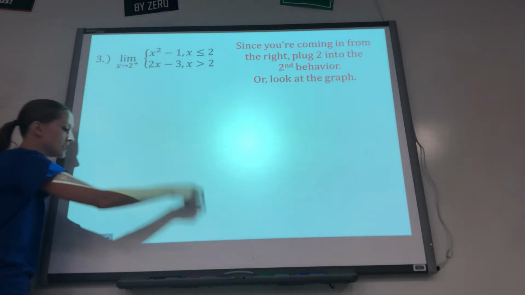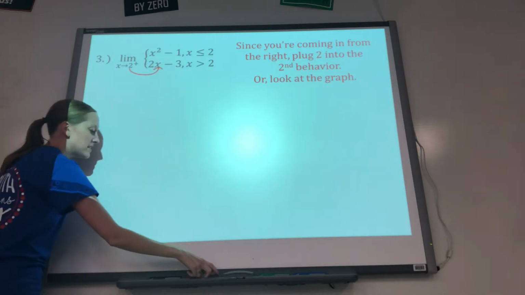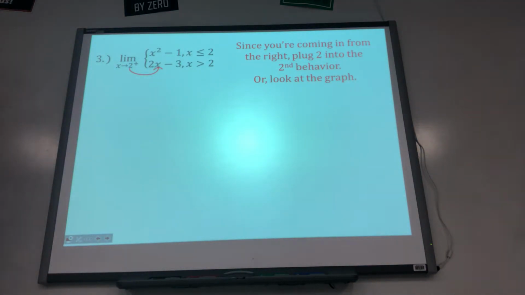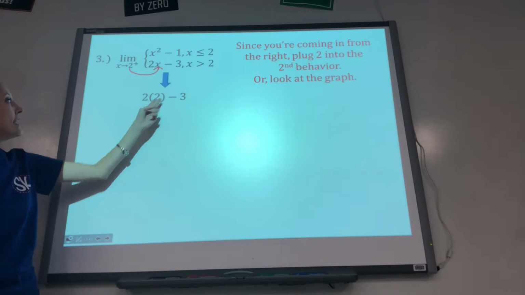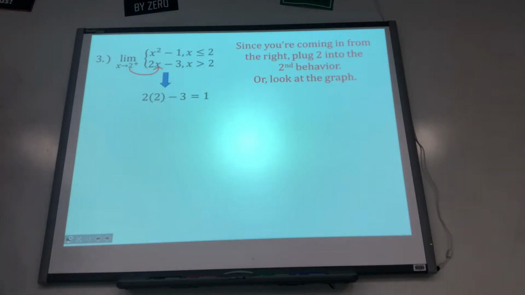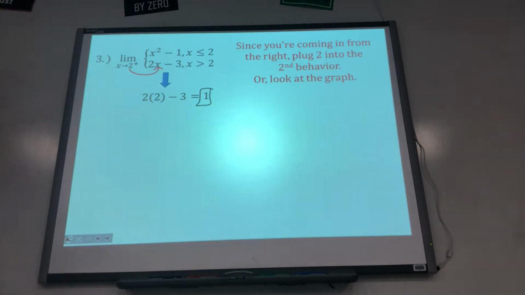But for this problem, I'm coming in toward 2 from the right. So I'm plugging that into the second behavior, and this is a really nice shortcut because all I have to do is take 2 times 2, which is 4. 4 minus 3 is 1. So that would be our answer for number 3. I'm going to hold off on graphing that one. I want to show you number 4 instead. But again, if you'd like to just type it in, just check yourself. If you come in toward 2 from the right, the y value that you're approaching is 1.